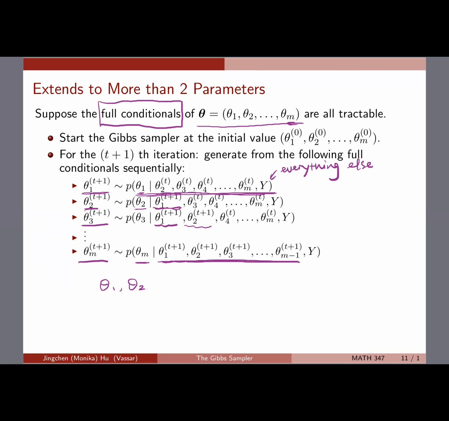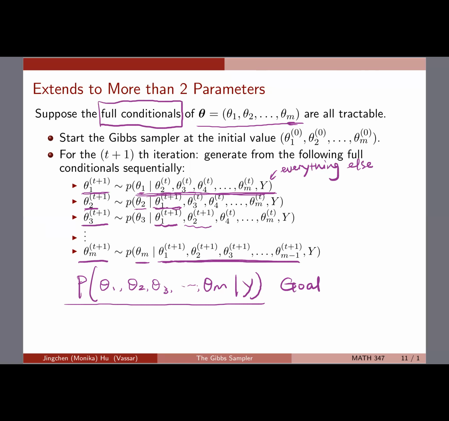So let's take a pause and think about what we're doing. When you have more than two parameters, we have this joint distribution that we want to make samples from, right? So this will be the goal.